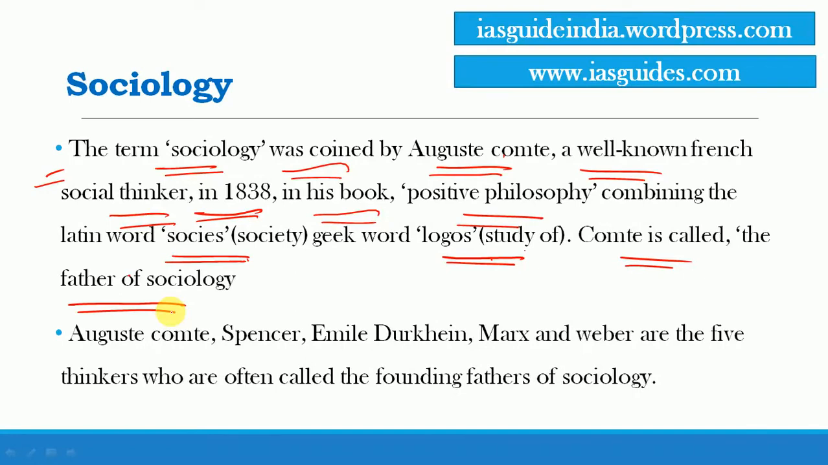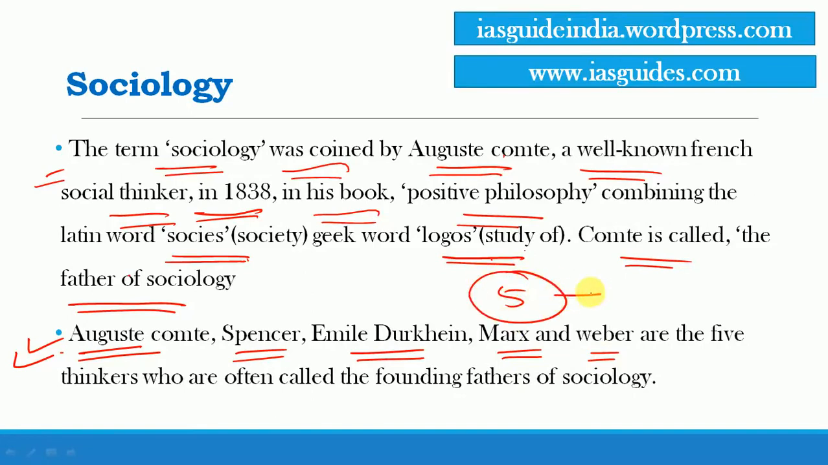I will repeat. The common definition: sociology means the study of man, his social relation, and his society. And Auguste Comte, Spencer, Emile Durkheim, Marx, and Weber, these are the five sociological thinkers who are often called the founding fathers of sociology. See, Auguste Comte is known as the father of sociology, but the founding fathers of sociology are these five people: Auguste Comte, Spencer, Emile Durkheim, Marx, and Weber. That's it. Let's move to the next slide.